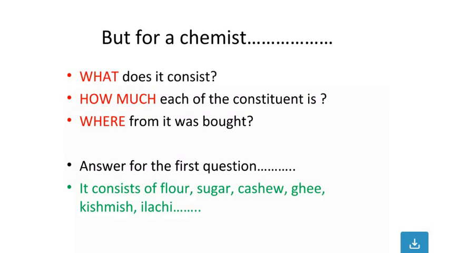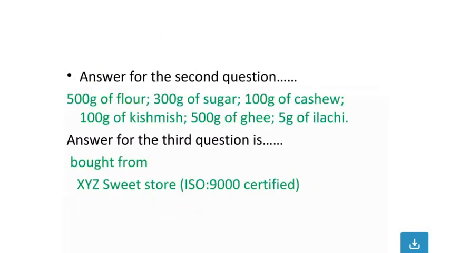Answer for the first question, it consists of flour, sugar, cashew, ghee, kishmish, elaichi. Answer for the second question, 500 gram of flour, 300 gram of sugar, 100 gram of cashew, 100 gram of kishmish, 500 gram of ghee, 5 gram of elaichi. Answer for the third question, it was bought from XYZ sweet store, ISO 9001 certified. Now you understand how chemistry people take precautions.